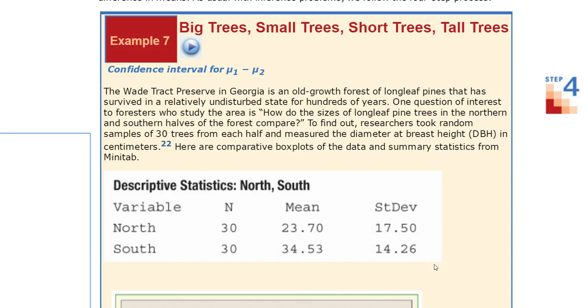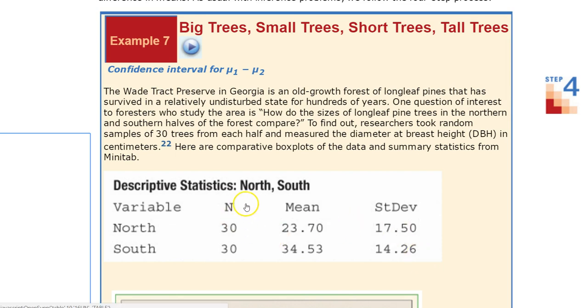I want to show you the Nspire calculator instructions for doing a confidence interval for the difference in two means, and then we will also look at the hypothesis test for the difference in two means. So let's look at the big trees, small trees, short trees, tall trees example on page 641 in your text.